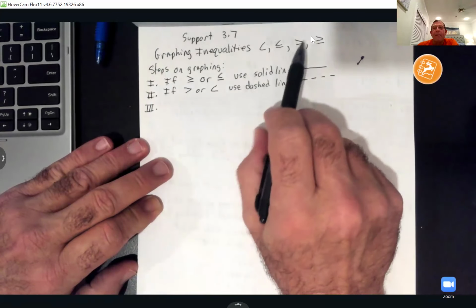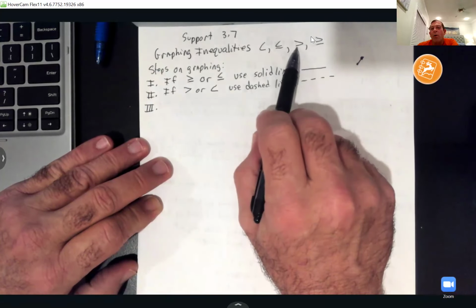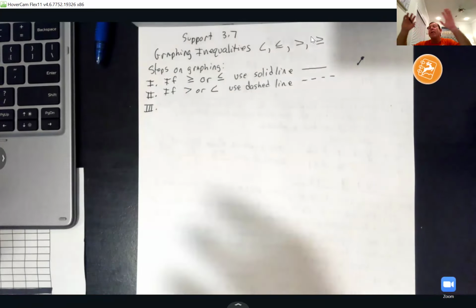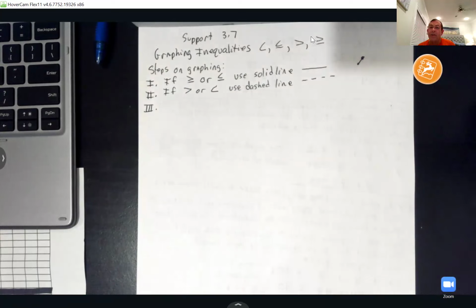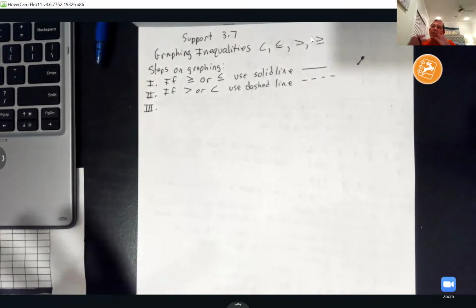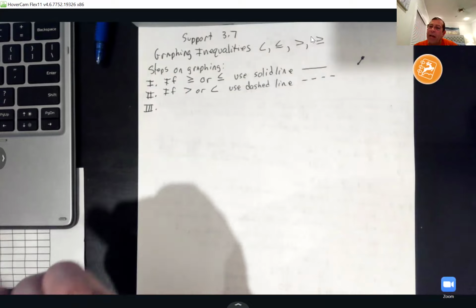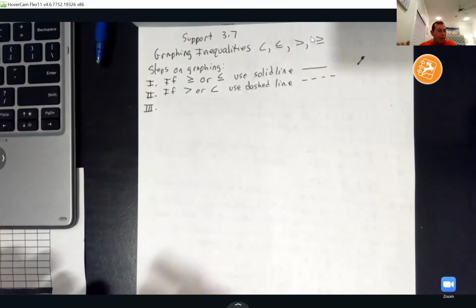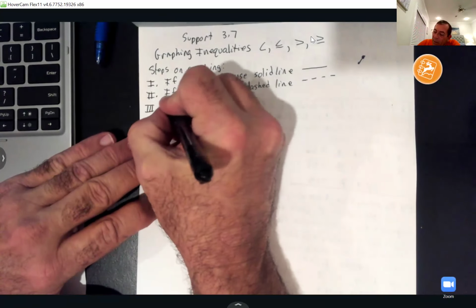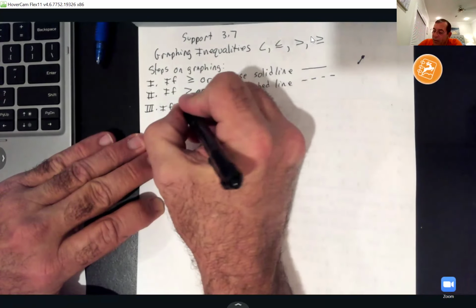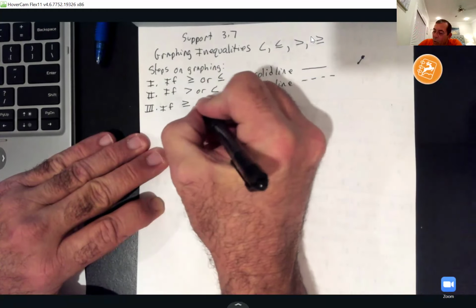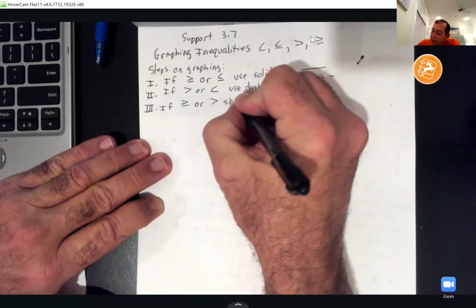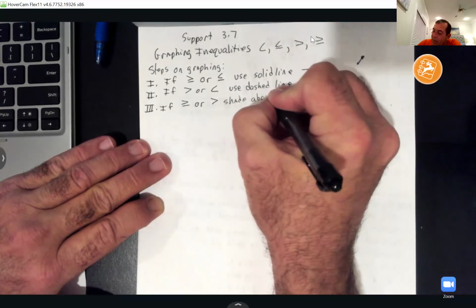Now, these are inequalities. That means they got more than one answer. They can have infinitely many answers. So what we do is we shade the region where the answers are located. So on a graph, we're going to be shading. If it is greater than or greater than or equal to, we're going to shade above the line.